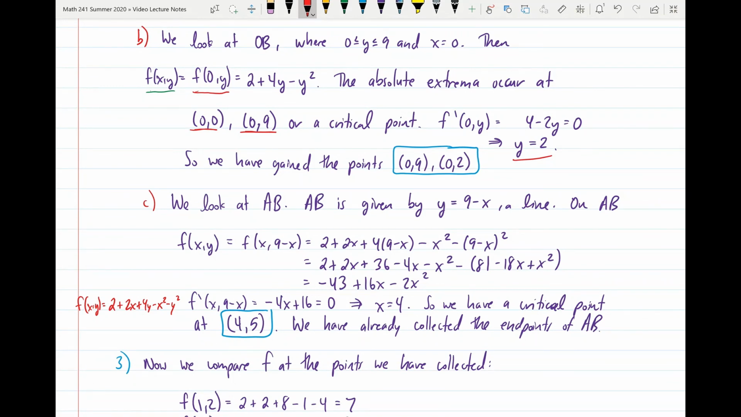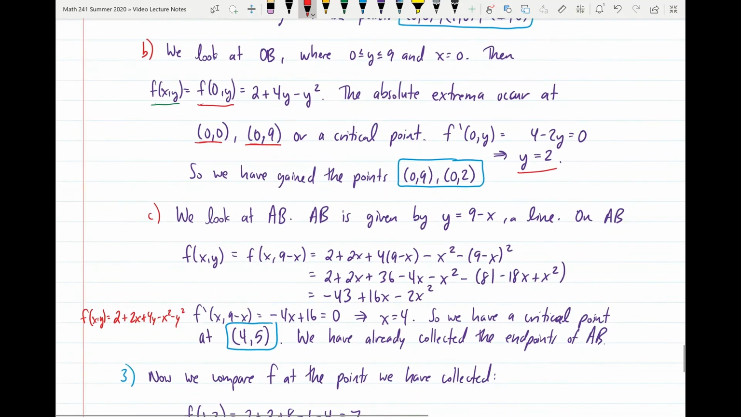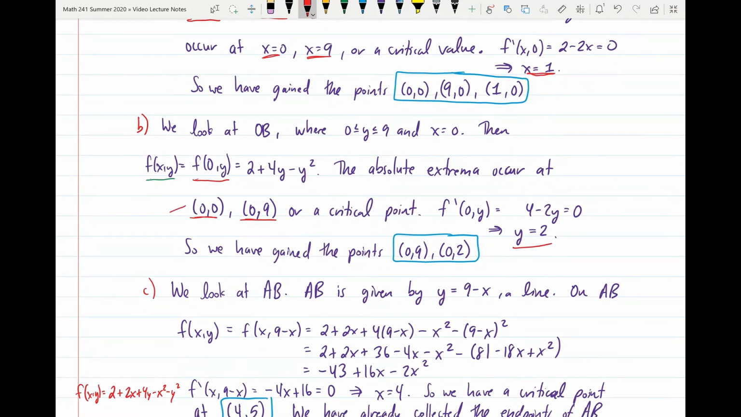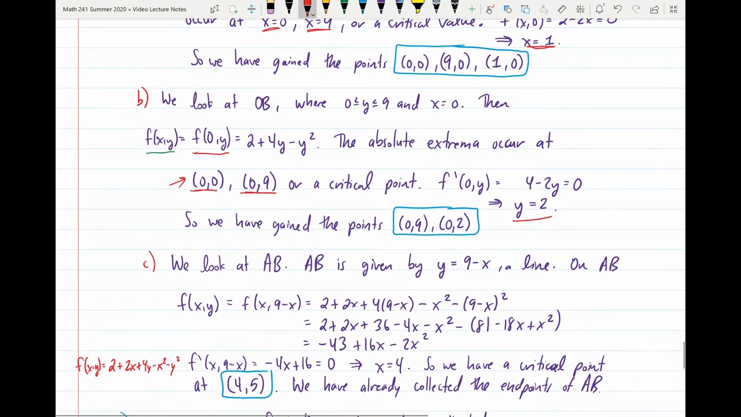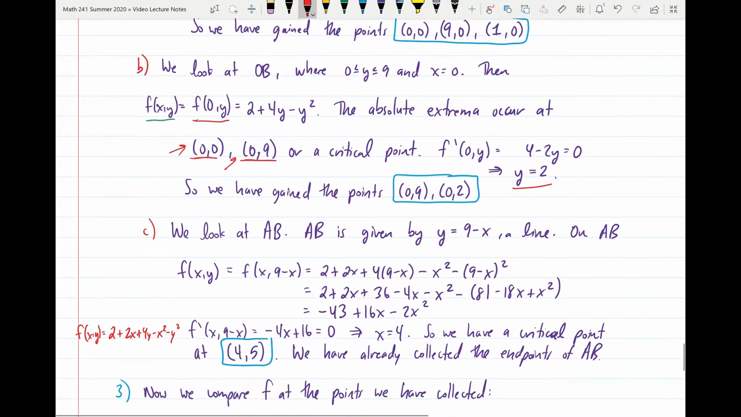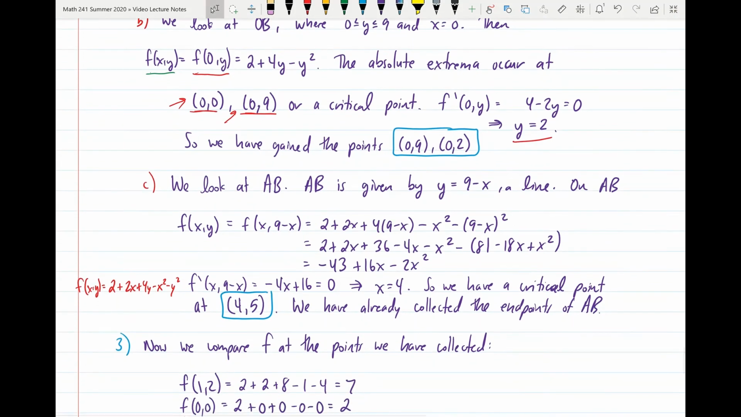And just from part B here, we've now gained 2 more points that we want to consider once we move on to step 3. So notice that the point 0, 0 we already included from part A, so I didn't list it again. But 0, 9 is a new point to consider, and then the critical point 0, 2 is a new point to consider. So we'll collect both of those points.